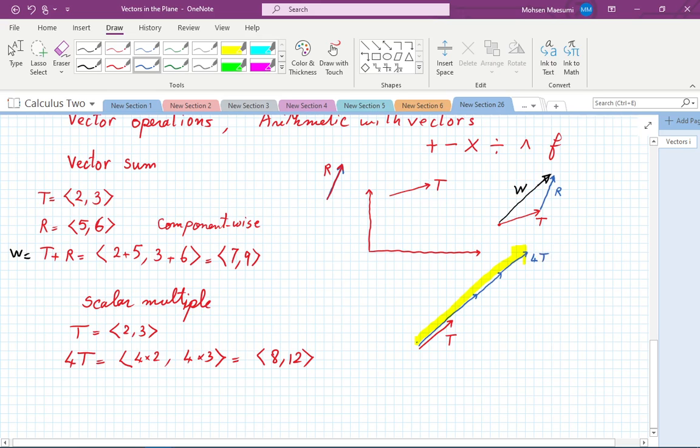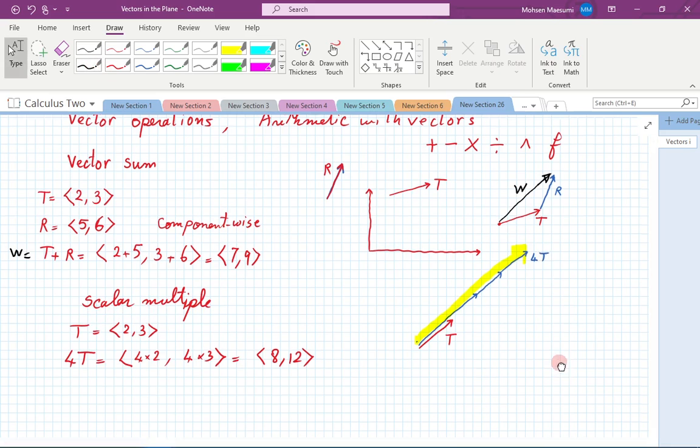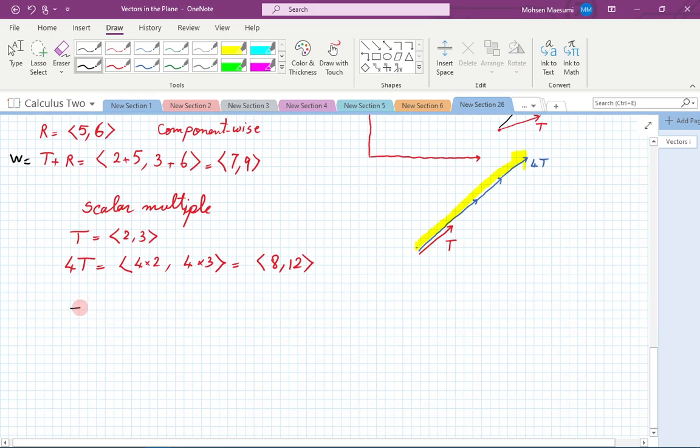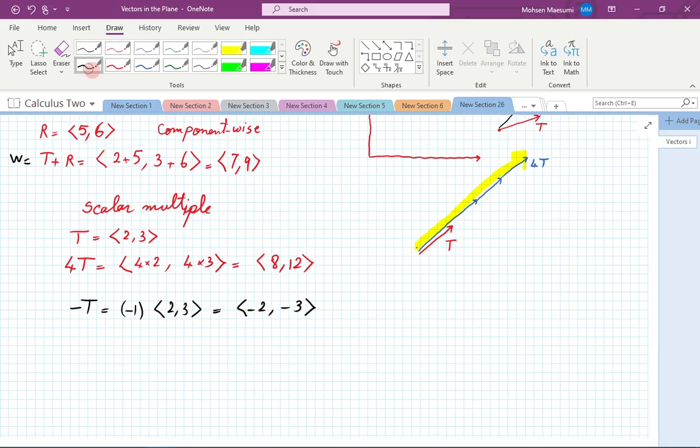So stretching a vector is shown by scalar multiple. Well, what if I multiply by negative numbers? So what is minus t? Well, minus t would be minus 1 times 2, 3, and of course that is just minus 2, minus 3. How do we understand this thing geometrically? If I have a vector t, now we have two ways of doing this thing.